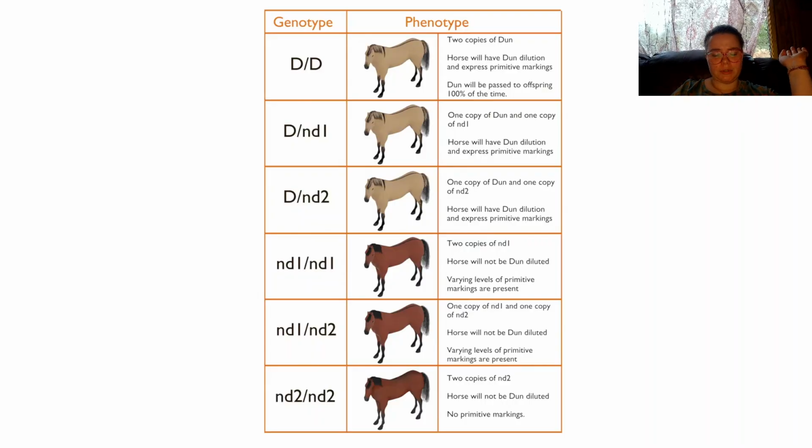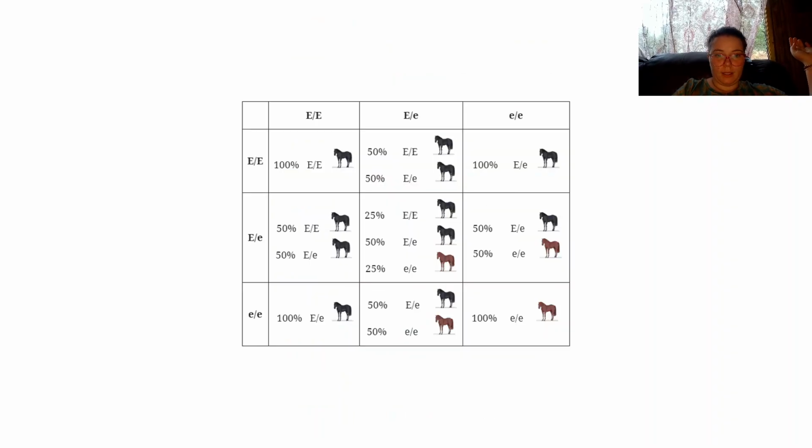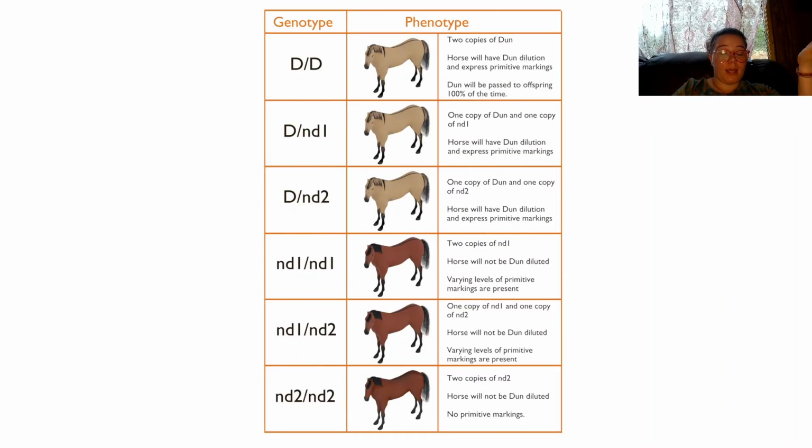So ND2 seems like the most, if you've got ND2, no dun. No chance of dun at all. ND1, kind of. You got part of it. ND2, or just big D, you've got the whole shebang. You've got dun, no matter what color you are. Which is why it's important.